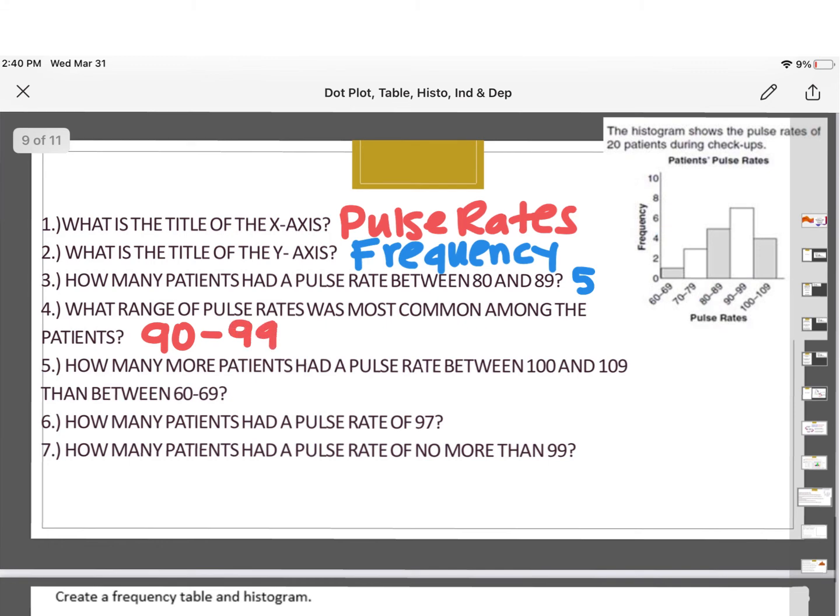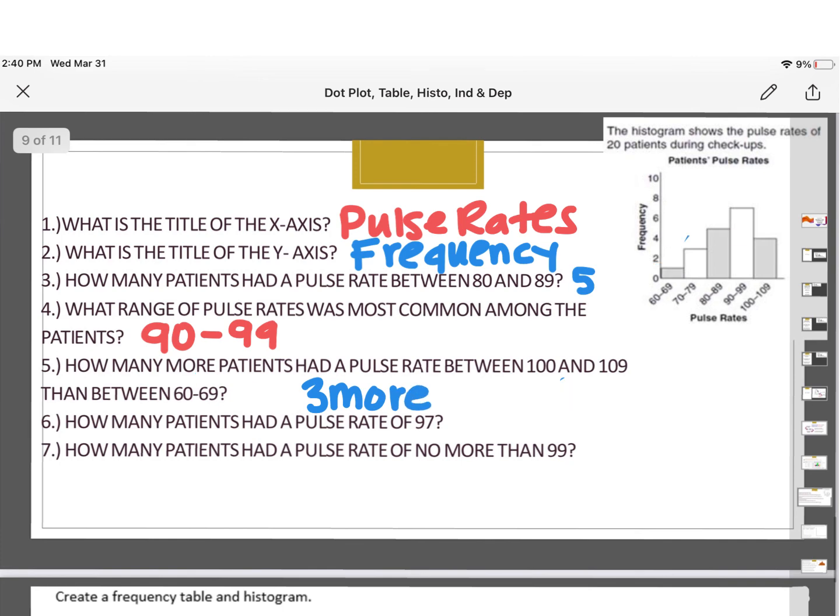It says how many more patients had a pulse rate between 100 and 109 than between 60 and 69. So 100 and 109, that is going to be this column here, which if we look, looks like it hits 4 perfectly. So we're looking at 4 versus how many were 60 to 69? That's this one here, which looks like it hits 1. So we're comparing 4 and 1, and really they want to know the difference between the two because they're saying how many more, and that answer would be 3 more. You would subtract 1 and 4.